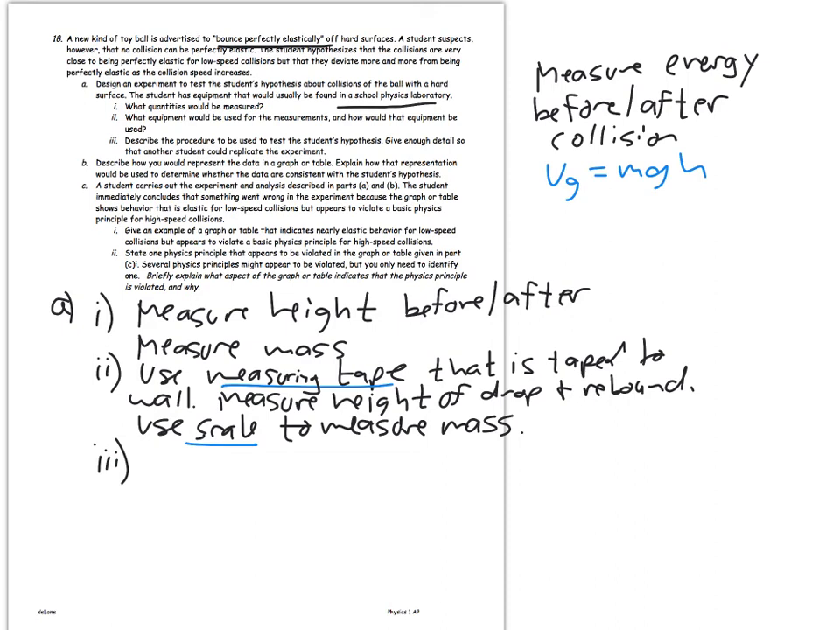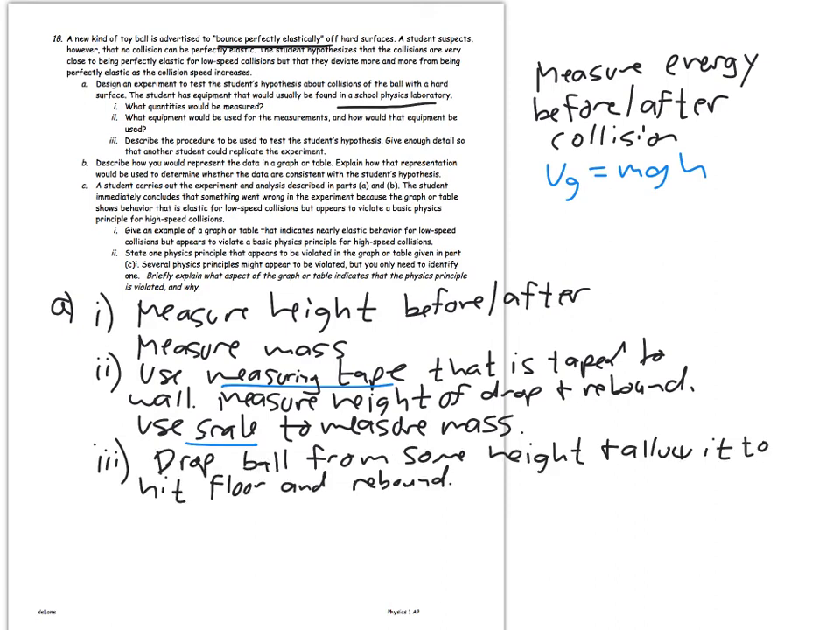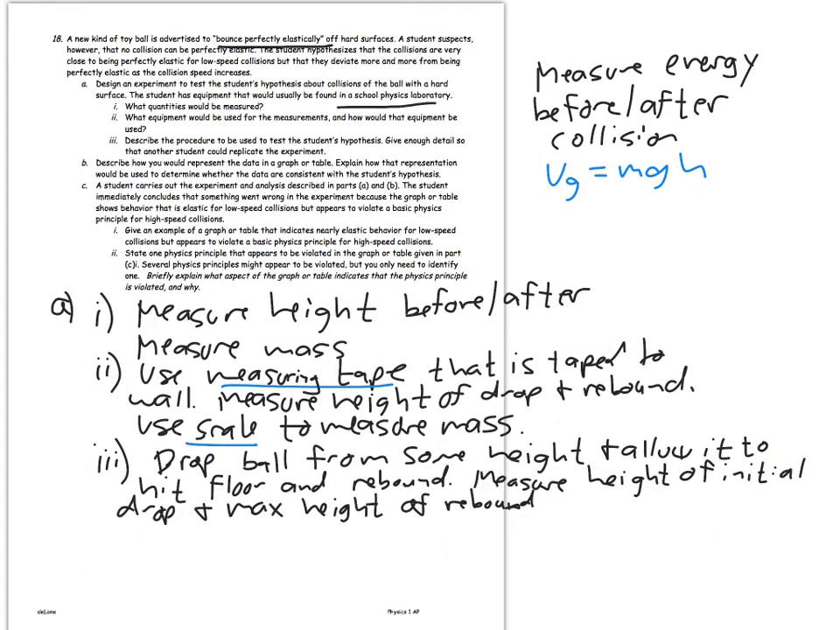Procedure-wise, the basic procedure I'm going to do to complete a trial is I'm going to drop the ball from some height, allow it to fall and hit this hard surface like the floor, and then rebound back to some height. And I'm going to measure the initial height and the maximum height when it rebounds back. I'm also going to measure the mass using that scale that I talked about. And I'm going to repeat this procedure multiple times, each time varying the height that I drop it from.